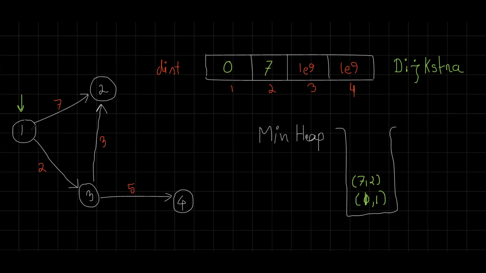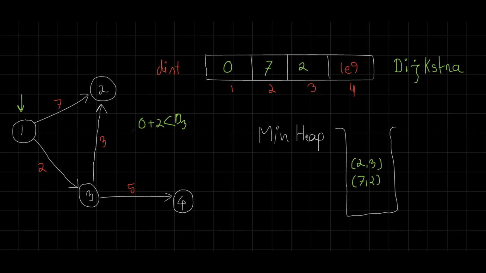Now again from 1 we can reach node 3. Again, the distance of 1, which is 0, plus weight 2 is less than the distance of 3. So we will assign the value 2 here, and we will add the value 2 and the node itself, which is 3. After that, as we have processed node 1, we will remove node 1 from the min heap.